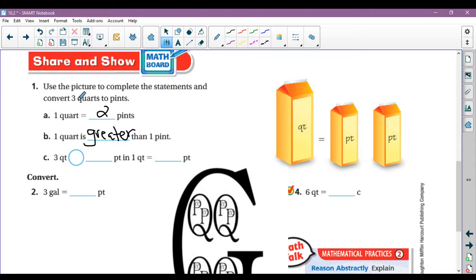So then go back to our original then. 3 quarts is going to equal how many pints? So we know we're going from quarts to pints. So we're going to have to multiply. Okay, and then you're going to multiply by 2 because how many pints are in a quart? Well, right here, there's 2 P's and 1 Q. So you just multiply by 2 and you get 6. So it's 6 pints.